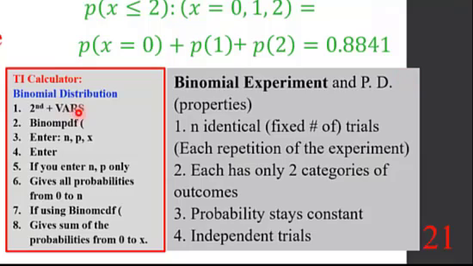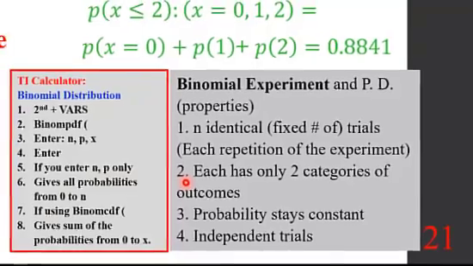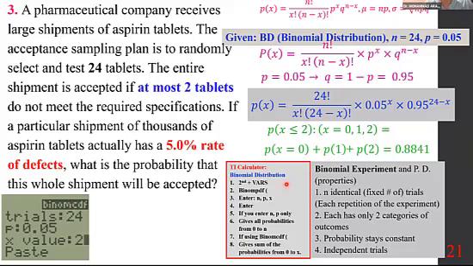The commands are second variables, binomial PDF. You can put NPX, and if you enter NP only, it gives you all probabilities from 0 to n. If using binomial CDF, I'm showing you how the technology works, and in this case, we want to use CDF. For individual ones, you use binomial PDF. For more than that, you use CDF, which starts from 0 to n.